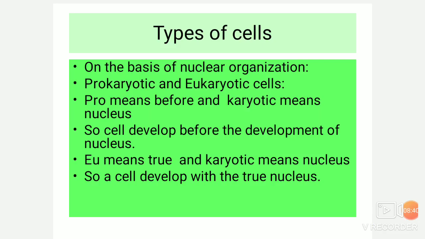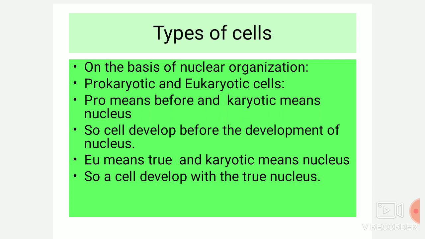Now we will discuss the types of cells. On the basis of nuclear organization, cells are divided into two types, prokaryotic and eukaryotic. These have their own meanings. Pro means before and karyotic means nucleus, so the cell which formed before the formation of the nucleus is termed prokaryotic. Eukaryotic: here eu means true, and karyotic means nucleus, so the cell which developed with a true nucleus is termed eukaryotic.